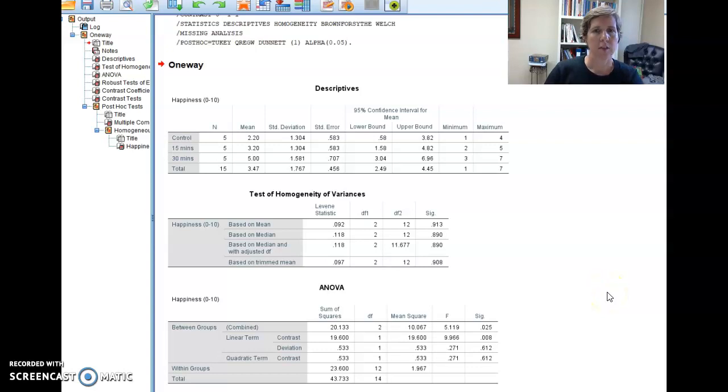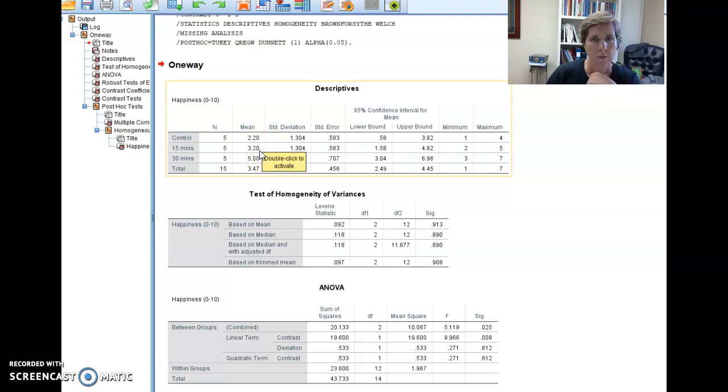Okay, so let's look at the first three tables of the output. So the very first table is your descriptives, and you're always going to come back to your descriptives when you are talking about your results, because this is where you're comparing the means. So remember, we're measuring happiness, and the control group had a happiness value of 2.2.